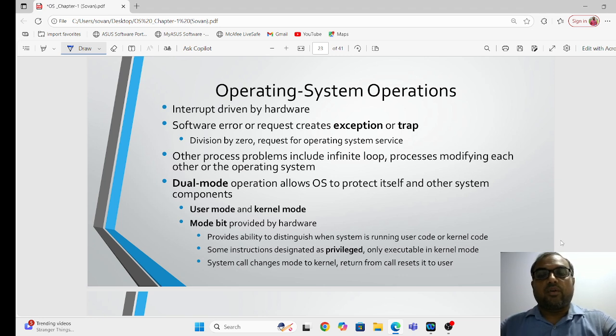And dual mode of operation allows the operating system to protect itself and the other system components. There are two modes: user mode and kernel mode. The system can switch from user mode to kernel mode and from kernel mode to user mode as per the requirement. Suppose user mode is needed right now, then it moves from kernel mode to user mode. Kernel mode is handled by the operating system, and the mode bit is provided by the hardware.